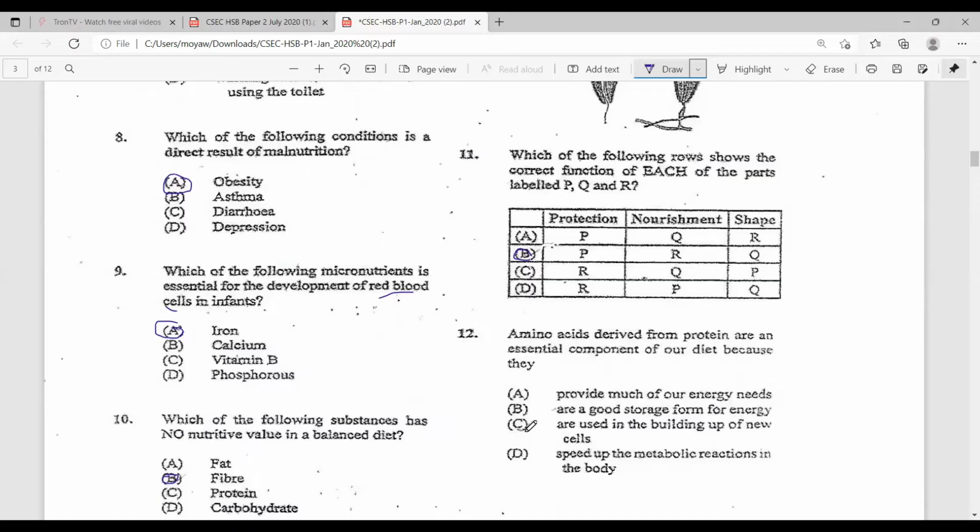Question 12. Amino acids derived from proteins are an essential component of our diet because: A, provide much of our energy needs; B, are a good storage form for energy; C, are used in the building up of new cells; D, speed up the metabolic reactions in the body. So the best option is definitely C, because we know that amino acids, proteins, help to build our body.